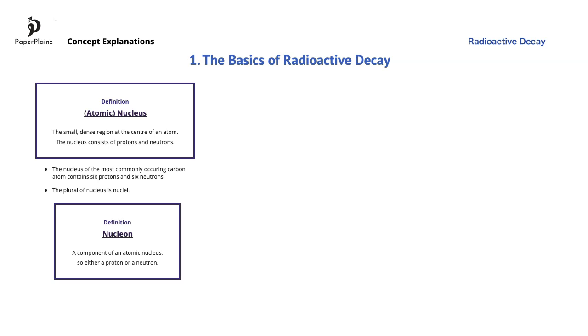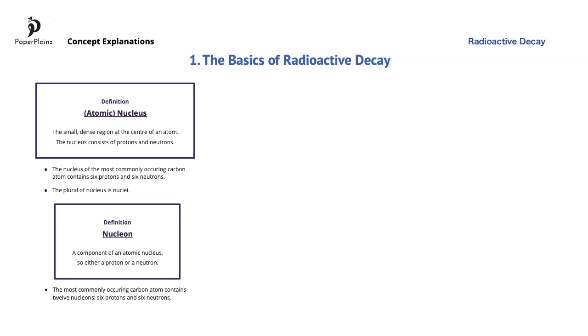Another word that you will often hear in this topic is nuclei. Nuclei is simply the plural of the word nucleus. A very similar term is nucleon. A nucleon is a component of an atomic nucleus, so it is either a proton or a neutron. Put differently, nucleon is the collective name for protons and neutrons. For instance, we can say that the most commonly occurring carbon atom contains 12 nucleons, 6 protons and 6 neutrons.